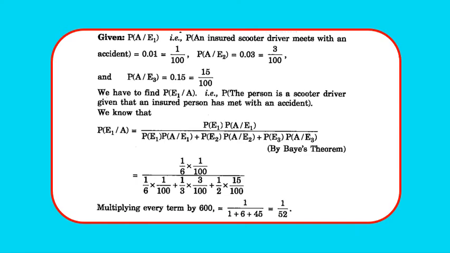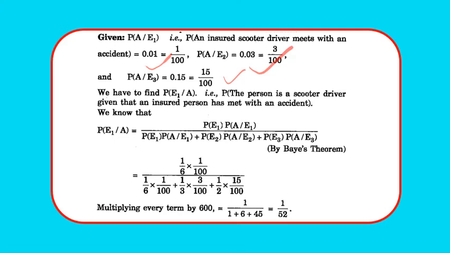So given that probability of A by E1, that is insured scooter driver meets an accident, is 0.01, so 1 upon 100. Probability of A by E2 is 0.03, that is 3 upon 100, and probability of A by E3 is 0.15, 15 upon 100. So we have to find probability of E1 by A, that is the person is the scooter driver given that an insured person meets an accident.